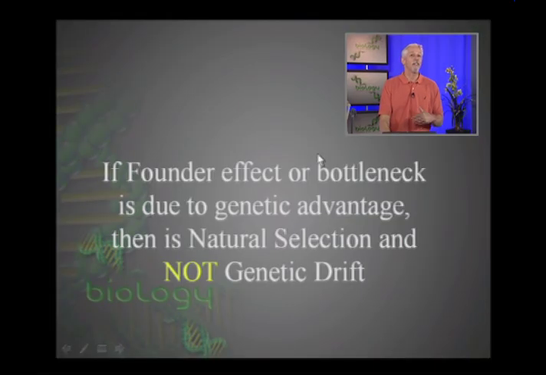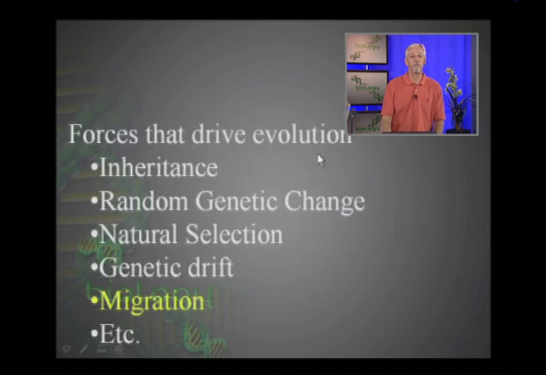So again, bottom line then, when we see these effects like founder effect and bottleneck, if it's due to some genetic advantage, then that's natural selection. If it's due to circumstance, that would be genetic drift.